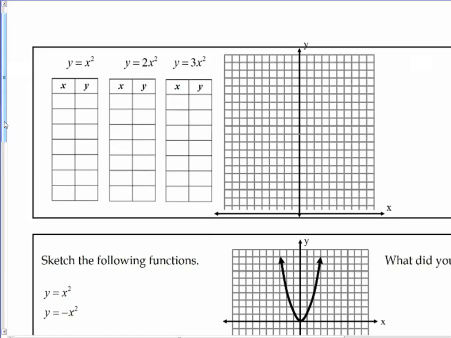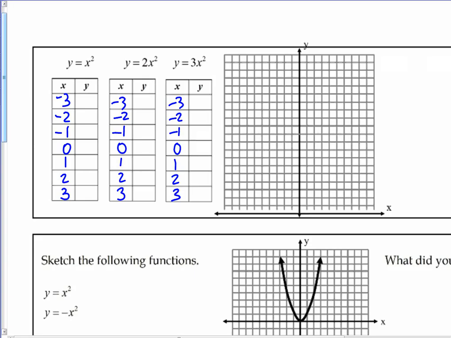Okay, so turn the page really quickly. Can you fill in the same thing for x on all 3 of these? Without a graphing calculator, we're going to fill this in. All the x values are the same, all the way from -3 to 3. Okay, fill in your y's.